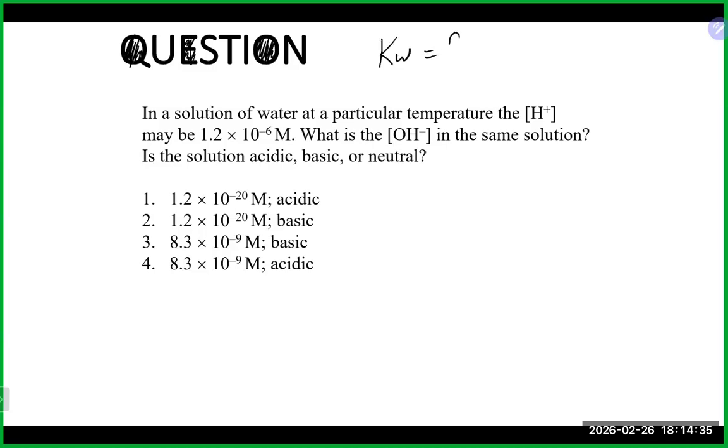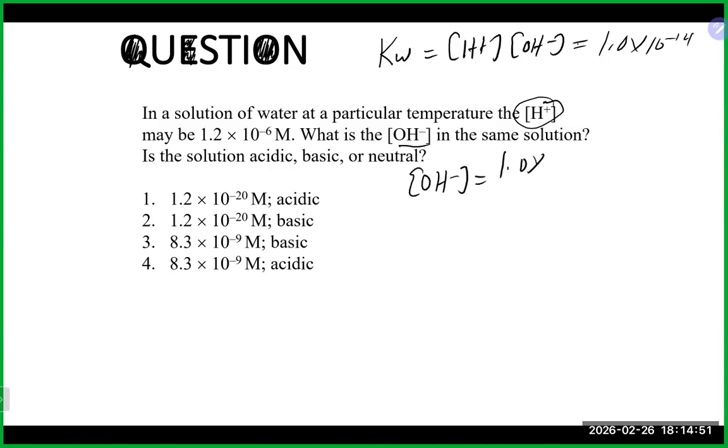Okay, Kw, little H plus, little OH minus concentration, going to equal 1 times 10 to the minus 14. In this particular case, again, we're given the H plus concentration. We're looking for the OH minus concentration. So OH minus, once again, will equal our 1 times 10 to the minus 14 divided by the H plus concentration given to us, 1.2 times 10 to the minus 6. And if we do that there, you're going to end up with 8.3 times 10 to the minus 9 molar.